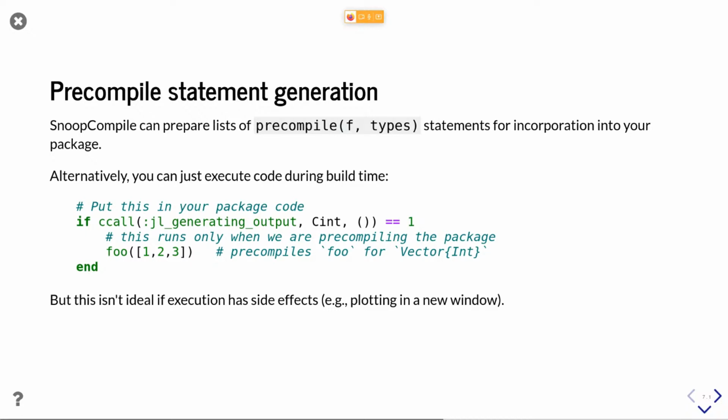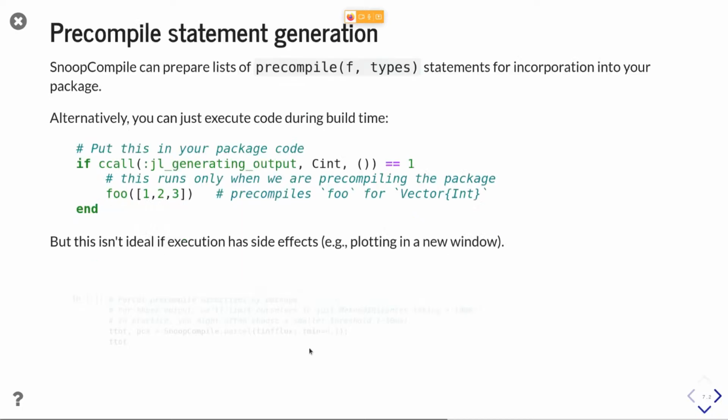Now, you don't always want to do this. A plotting package is a good example where this might introduce undesirable side effects. So there are many circumstances in which these precompile directives are still very attractive, and SnoopCompile can help you write them.